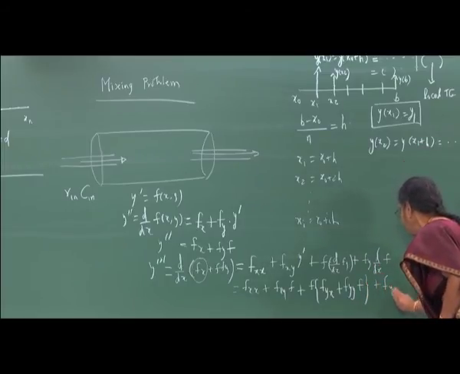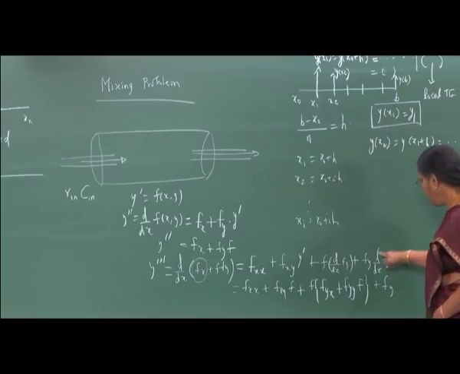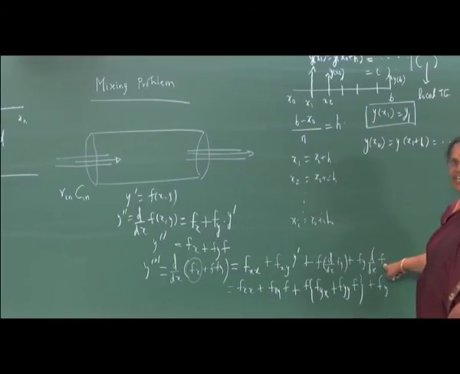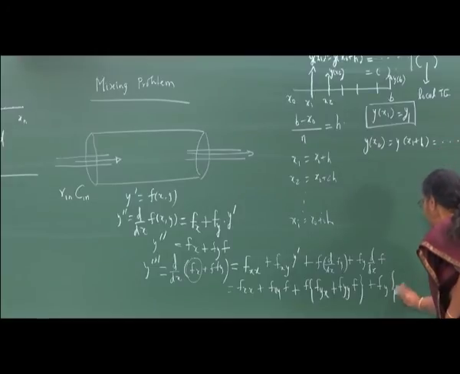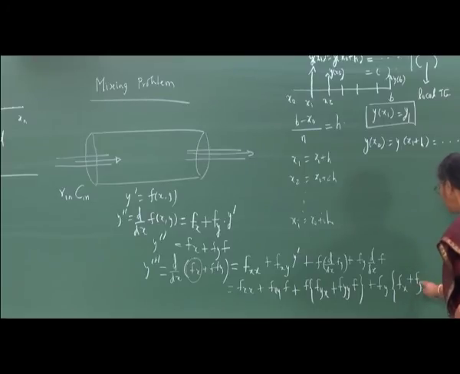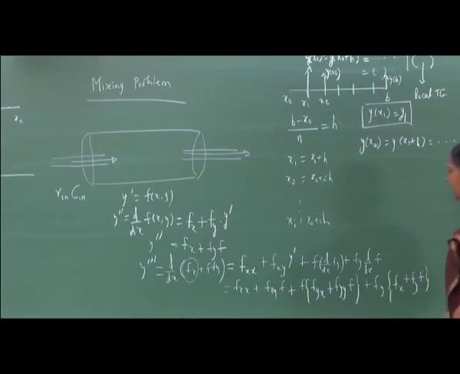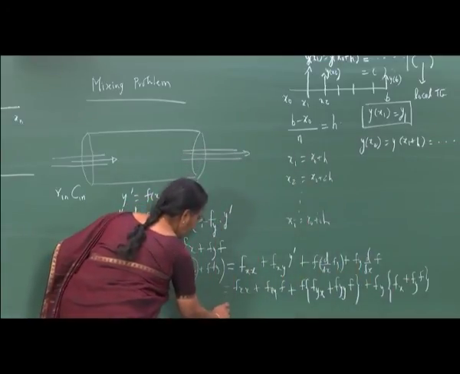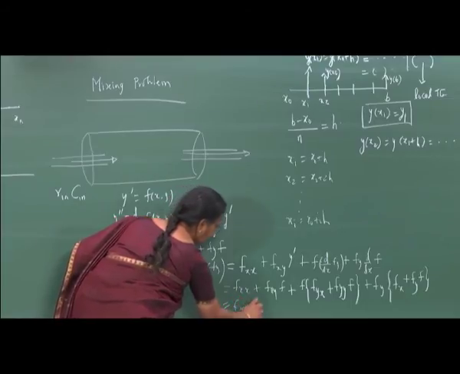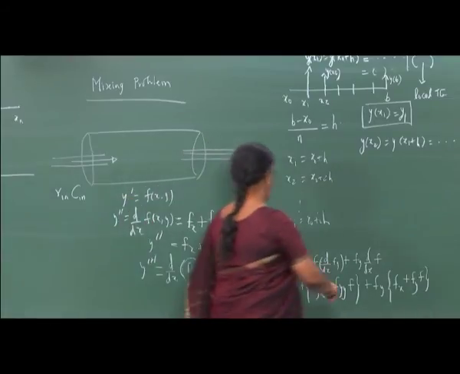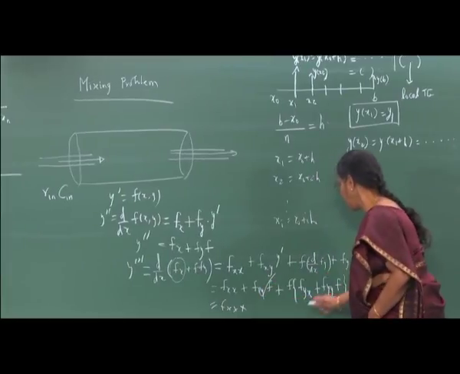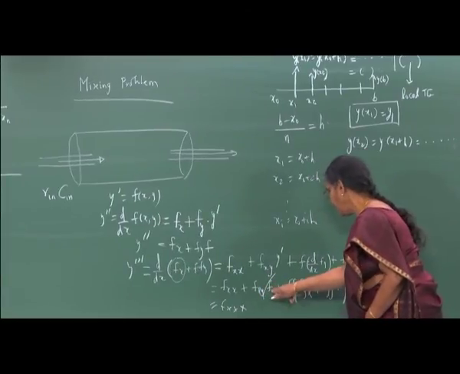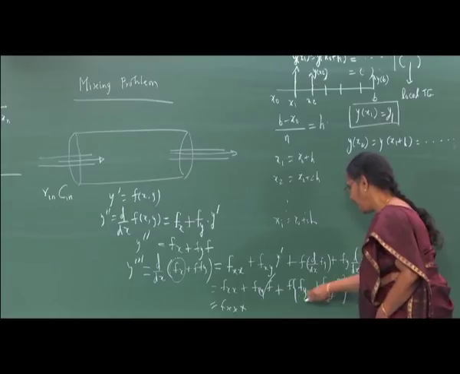Then I go to the next term, fy into d by dx of f. It is a function of two variables. So, f with respect to the first argument plus f with respect to the second argument into y with respect to x, which is f itself. And so, the third derivative of y is fxx plus, you observe that you have a fxy into f and you have a f into fyx.